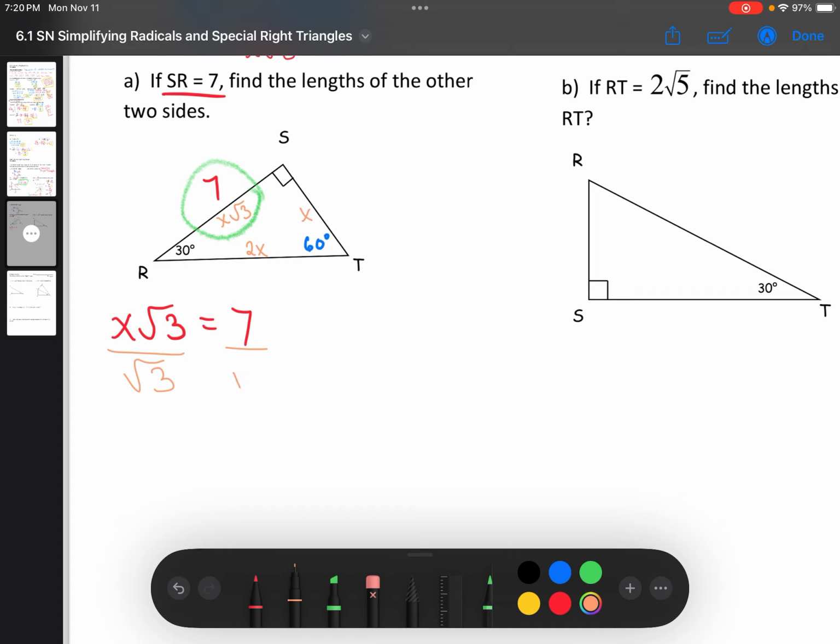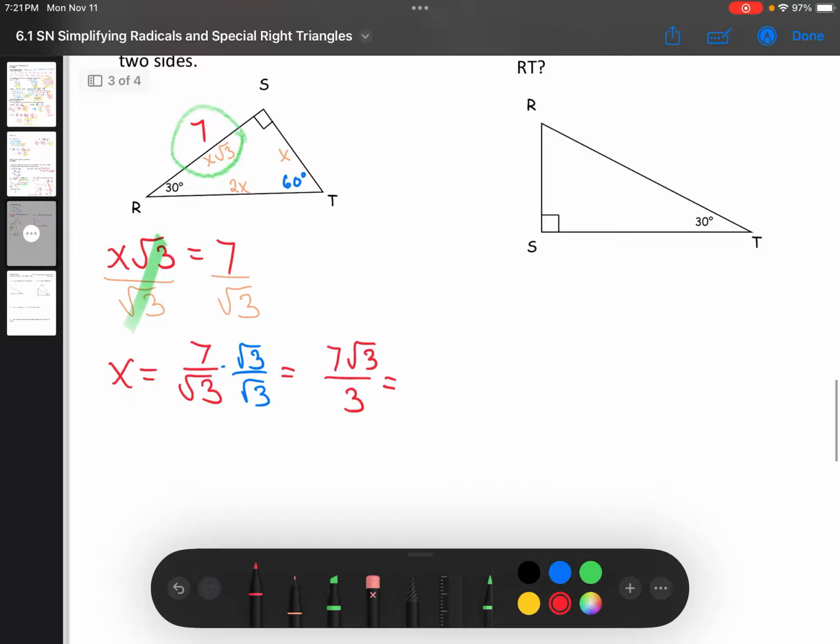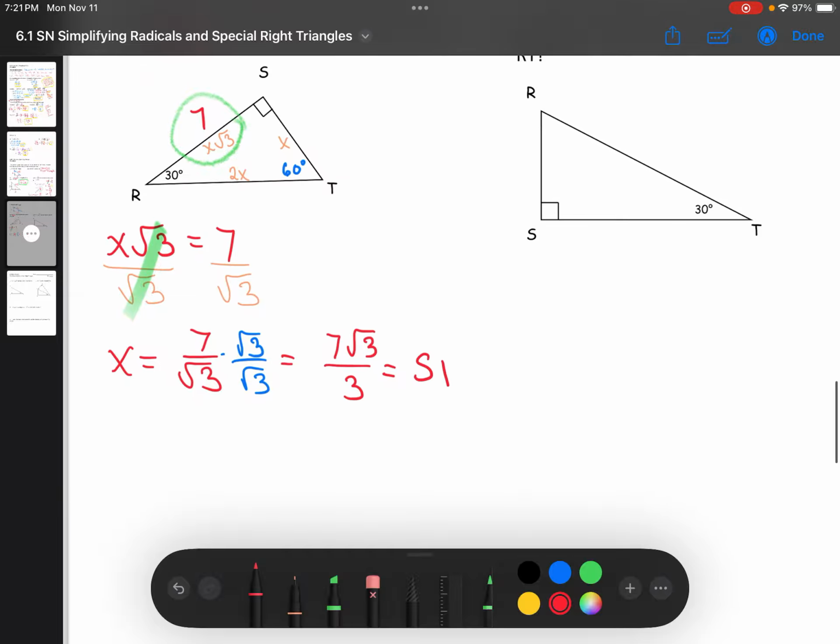To solve that, divide by square root 3. So X is 7 over square root 3. We can't leave that root 3 in the bottom, so we multiply by root 3 over root 3. This gives us 7 square root 3 over 3. And that is X. We cannot divide out those 3's because one is under a radical and one is not. So ST is 7 root 3 over 3.